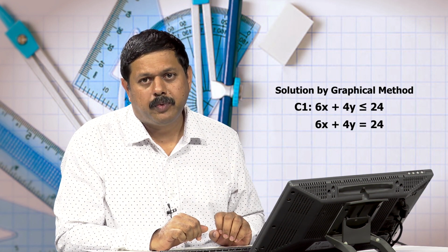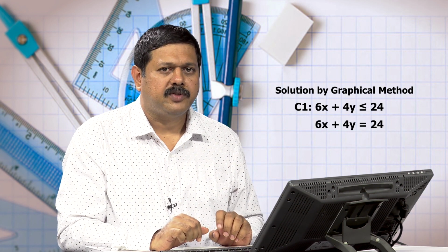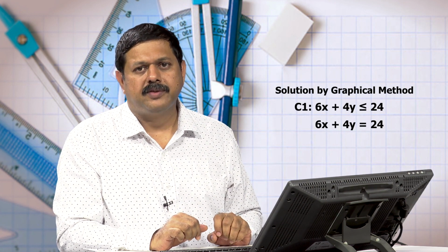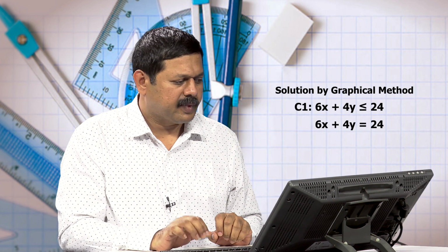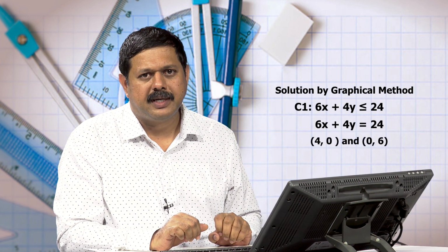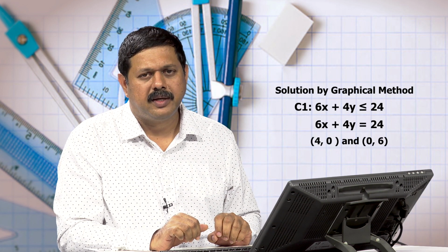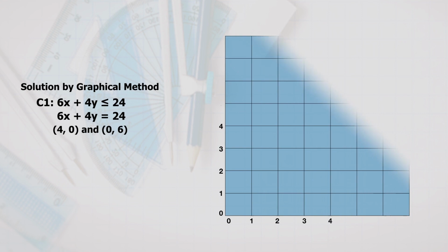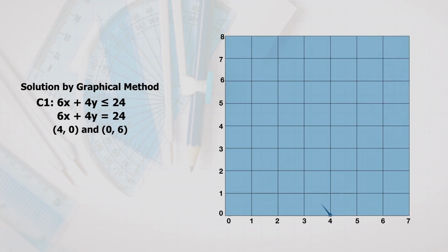We need 2 guiding points to draw this straight line. This can be easily done by setting y equal to 0 to find x, and x equal to 0 to find y. Hence, we have (4, 0) and (0, 6) as guiding points to represent the straight line 6x plus 4y equal to 24. By plotting these 2 points and joining them, we get the graphical representation of 6x plus 4y equal to 24. This line cuts the quadrant into 2 regions.